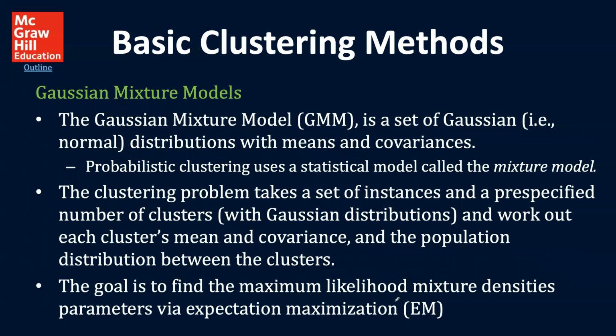We have the Gaussian mixture model, the GMM, which is a set of Gaussian, i.e. normal distributions with means and covariances. Probabilistic clustering uses a statistical model called the mixture model. The clustering problem takes a set of instances and a pre-specified number of clusters with Gaussian distributions and works out each cluster mean and covariance and the population distribution between the clusters. The goal is to find the maximum likelihood mixture density parameters via expectation maximization, EM.